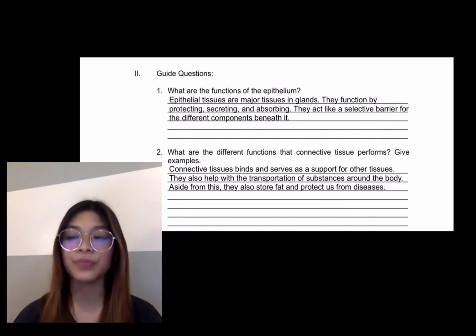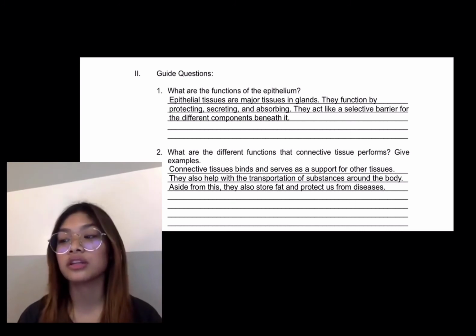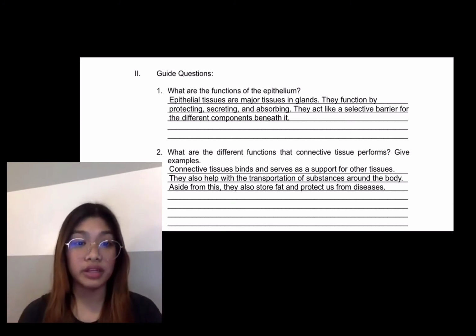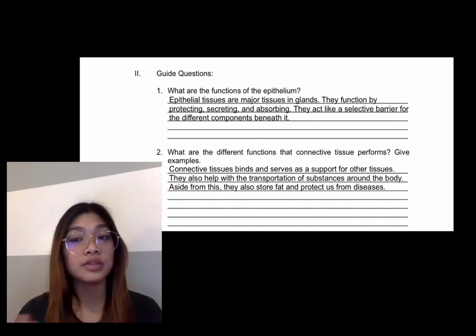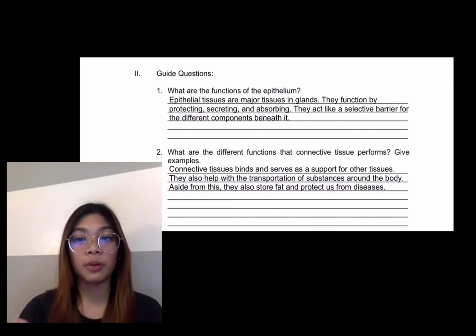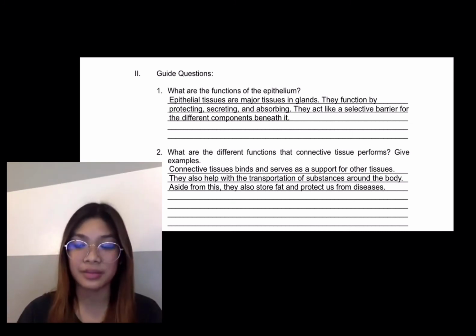It protects all body surfaces, excretes waste items in and out of the kidneys, and serves as a sensory organ in our body. And for the next question, what are the different functions that connective tissue performs? Connective tissues are primarily responsible for binding and supporting tissues and organs. This tissue also assists our bodies and organs to maintain their shape while providing strength and flexibility.